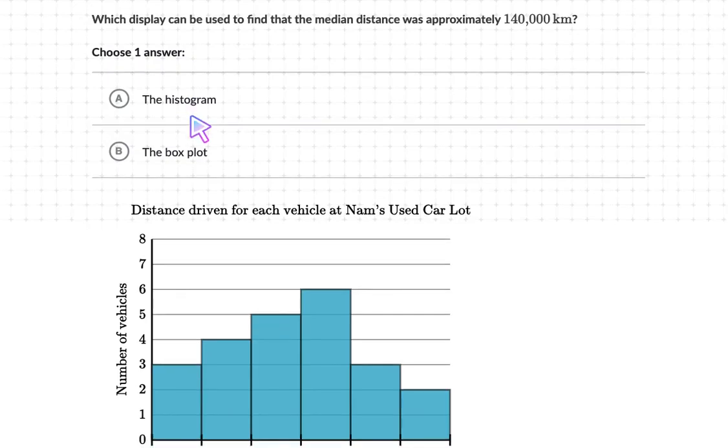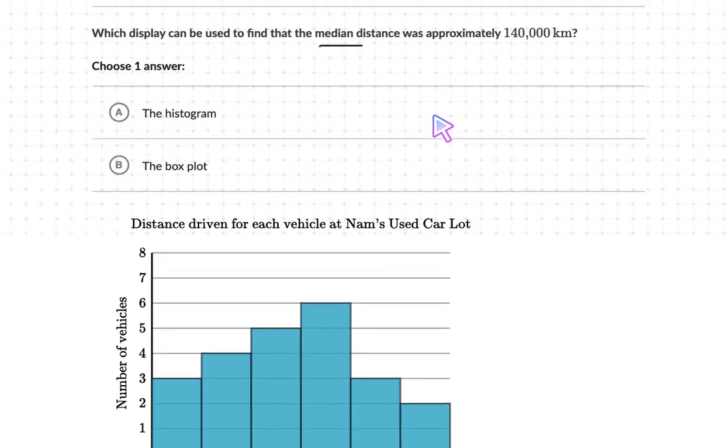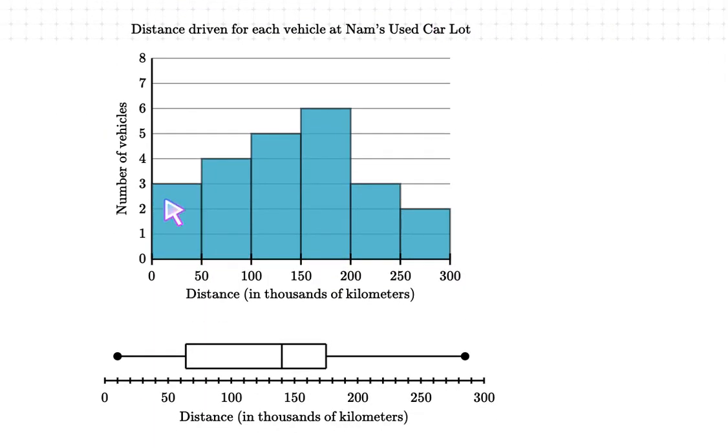Second question, which display can be used to find the median distance was approximately 140,000 kilometers. Median, remember, is the middle. So which one is the best for that? You should have figured out that it is the box plot. The box plot, you can tell that it's about 140. This line is 1 down from 150 and it's going by tens, so it's about 140.